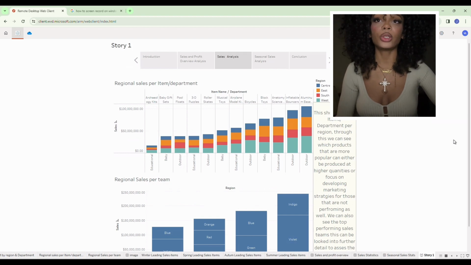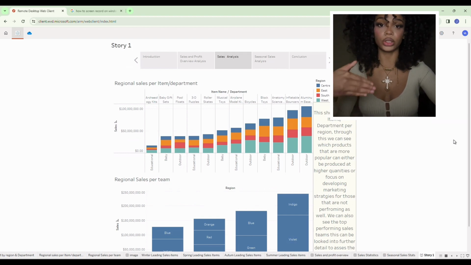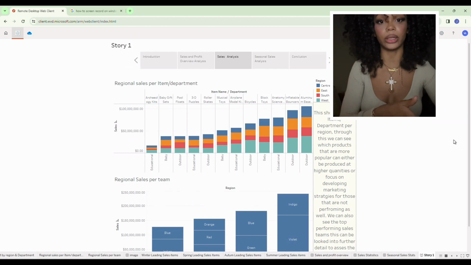So with this, we're showing what we could use each of the data insights for and how we could use that to develop a better business strategy for the company.